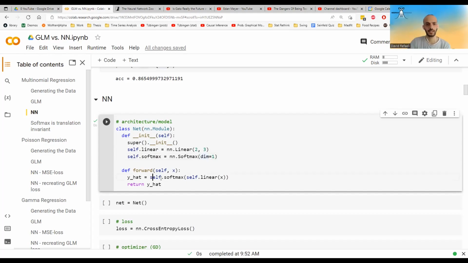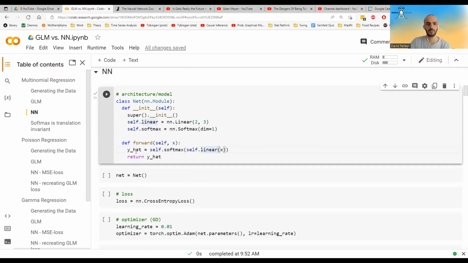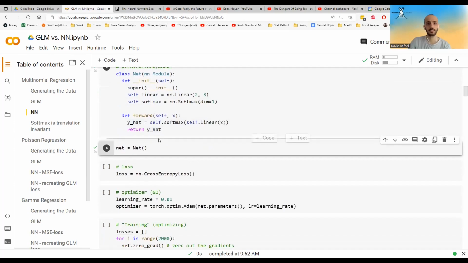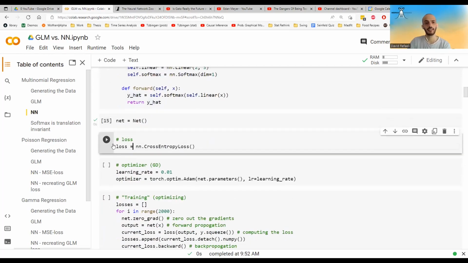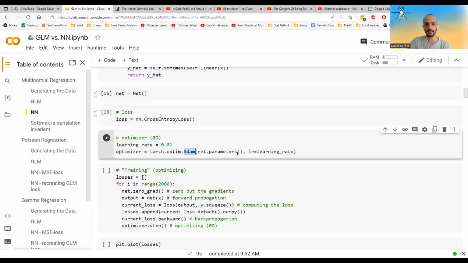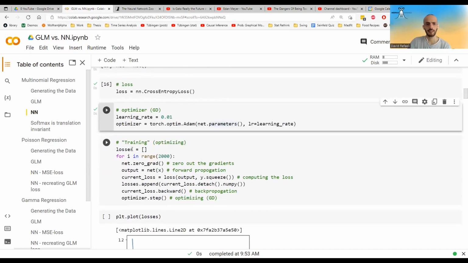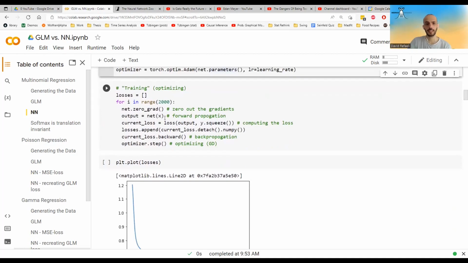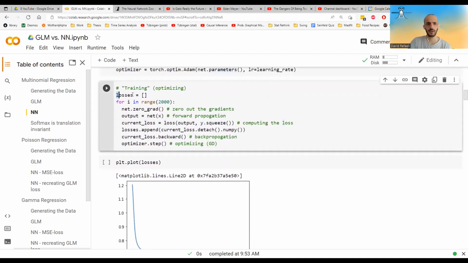Okay, and then in the forward, I just call softmax on the self-linear of our inputs, and this will give me the predicted outputs. I instantiate this neural network. The loss is the cross entropy loss. Optimizer, I will use Adam this time. Okay, and now I will train it exactly the same, only I want to be able to visualize the losses. So I will create a list of losses, and then I will append to it the loss from each round.